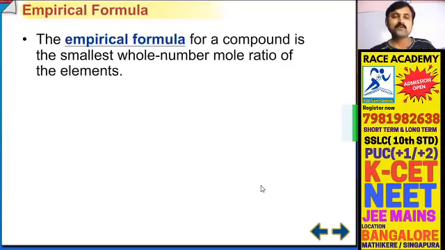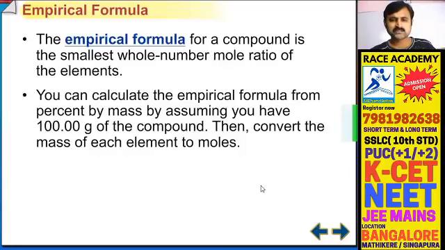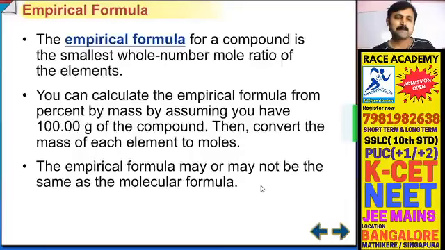Now, what do you mean by empirical formula? The empirical formula of a compound is the smallest whole number mole ratio of elements. So it's the simplest ratio of the elements in a given compound. You can calculate the empirical formula from percent by mass by assuming you have 100 grams of compound. It's a very convenient way to understand. Convert the mass of each element into moles, since you can then get the mass of each element.